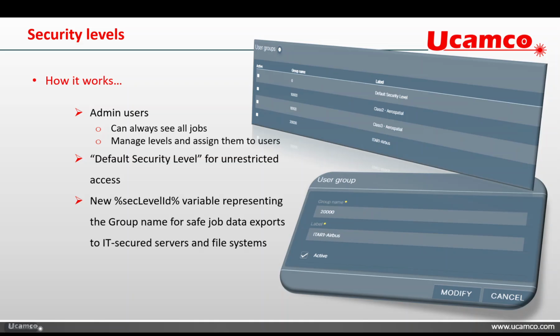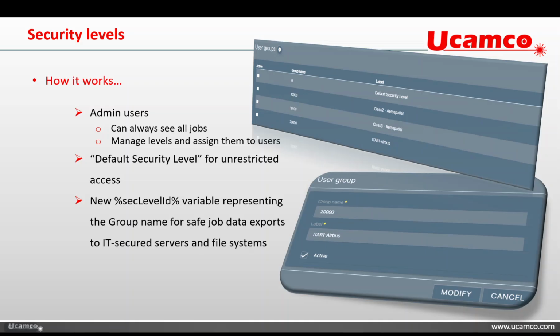First of all, he can always see all jobs. So he is allowed to have all jobs in his job queue, regardless of the security level that was assigned. So an admin user, so to speak, is above this system. It will be his task, the admin, to manage the levels, to create them, and to assign them then to the various users in line with company policies and what has been decided and must be set up.